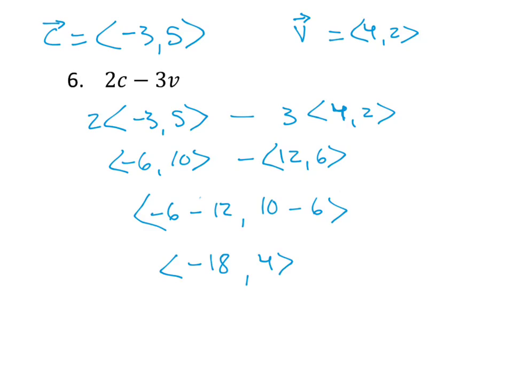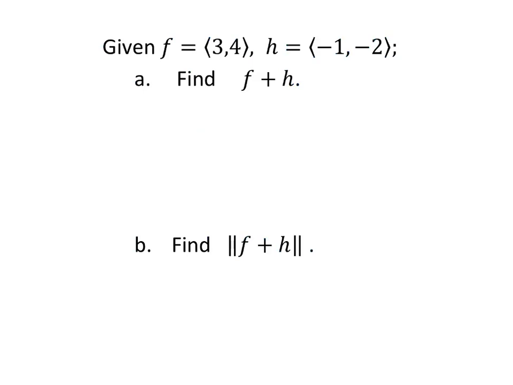Go ahead and check and see what you got. Make sure you got -18, 4. You're subtracting these, remember. So you can do -6 minus 12, and then 10 minus 6 to yield -18, 4. Let's move on to another one.